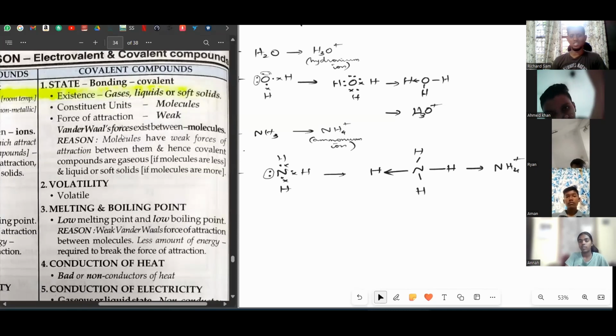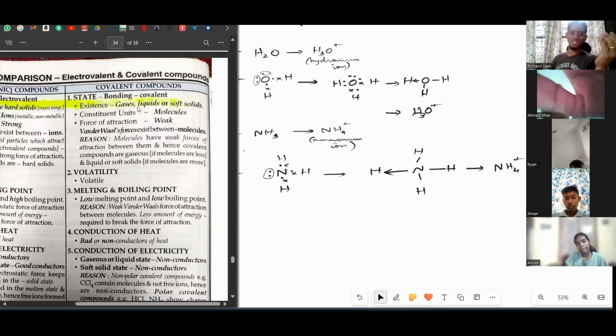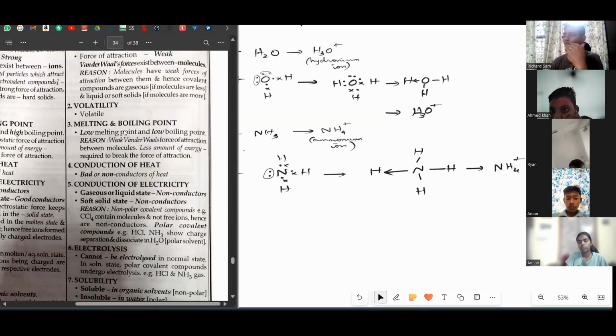Are these forces strong or weak? They're weak. Because they're weak, they exist in all three states: gases, liquids, or solids. But if it's solid, then it's a soft solid, which means the bond is not too strong. That's why it's soft. Then for melting and boiling point, they have a low melting point and low boiling point, because with less energy you can break that force of attraction. The bond is not very strong.